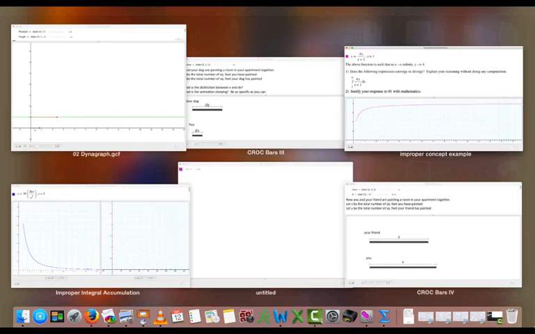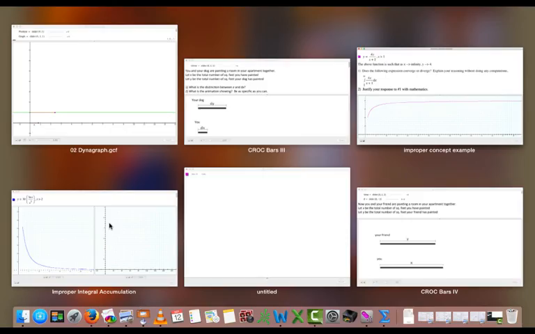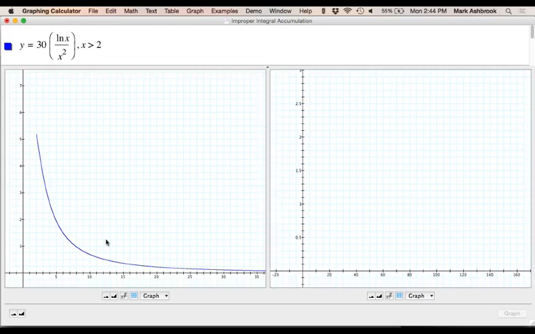Okay, so let's look at one more. Here's another one. Here's a rate function: y equals 30 natural log x over x squared, for x greater than 2. I'm showing you the rate function here in blue. Does the following expression converge or diverge? Without doing any math, is it convergent or divergent?